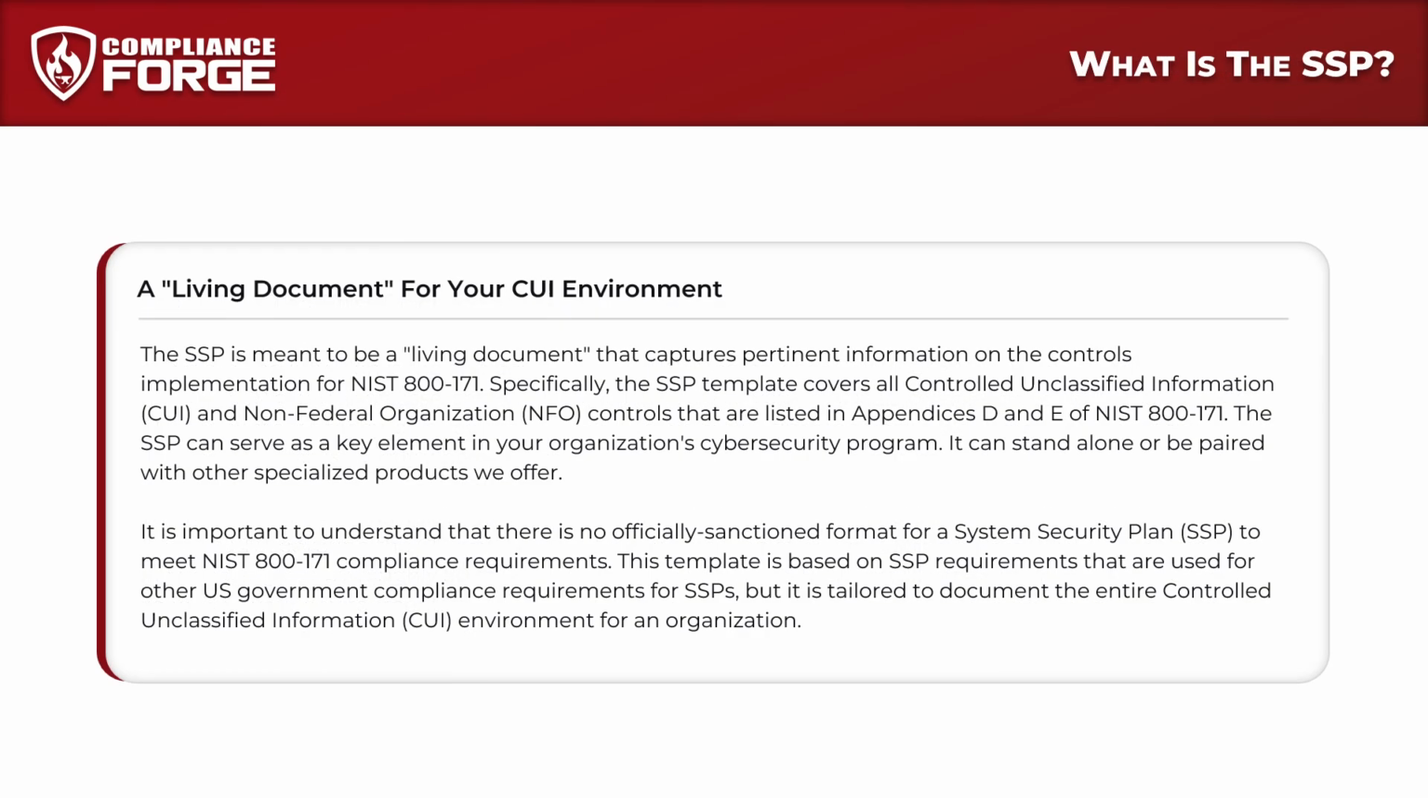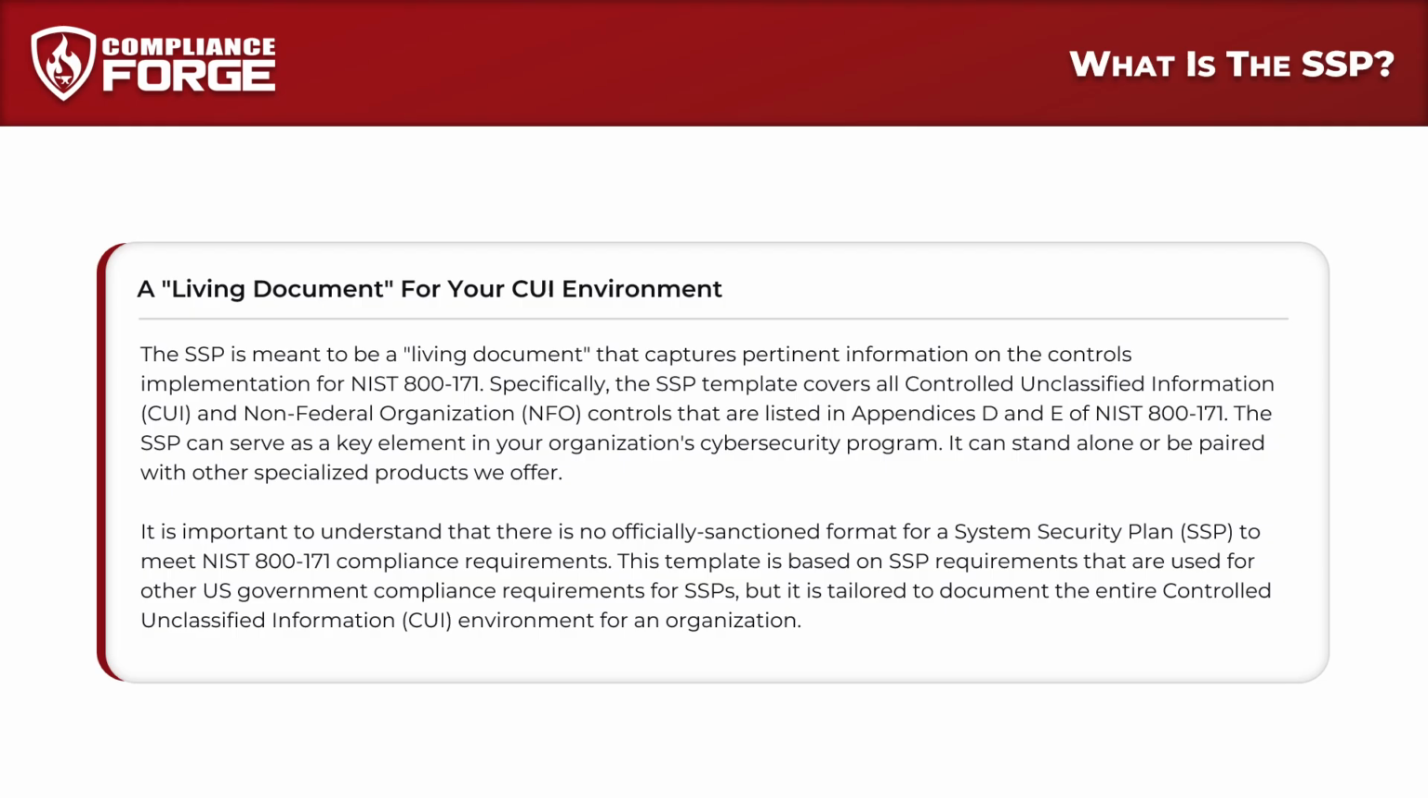It is meant to be a living document that captures pertinent information on the controls implementation for NIST 800-171. Specifically, it covers all controlled unclassified information and non-federal organization controls that are listed in Appendices D and E of NIST 800-171. It can stand alone or be paired with other specialized ComplianceForge products.